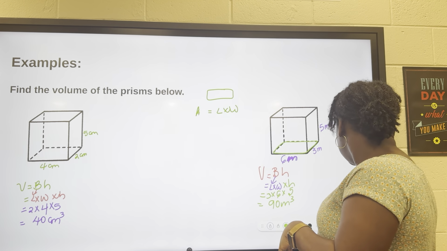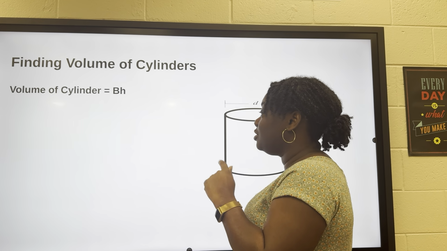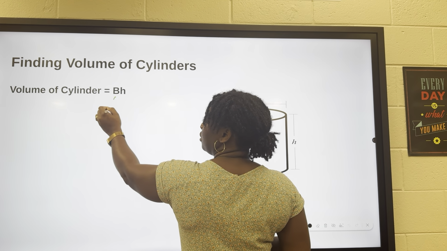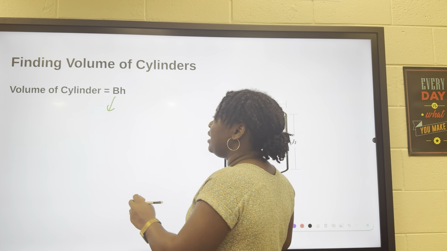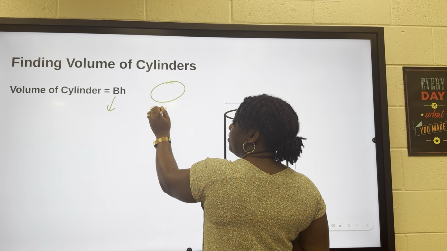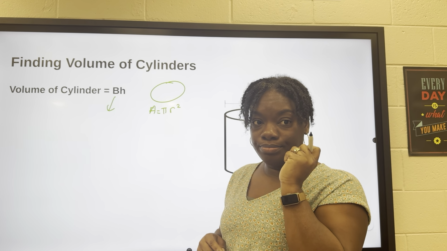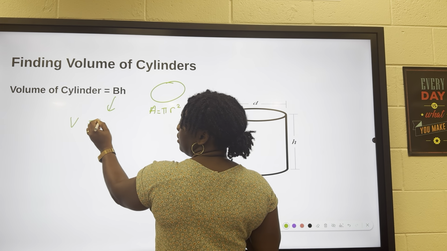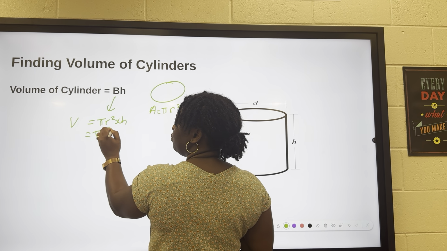All right, how do we find the volume for the cylinder, which has its base being a circle? The B here represents the area of your base. How do we find the area of a circle again? The area of a circle is equal to pi times the radius squared. So V is equal to pi r squared times h, or pi r squared h.